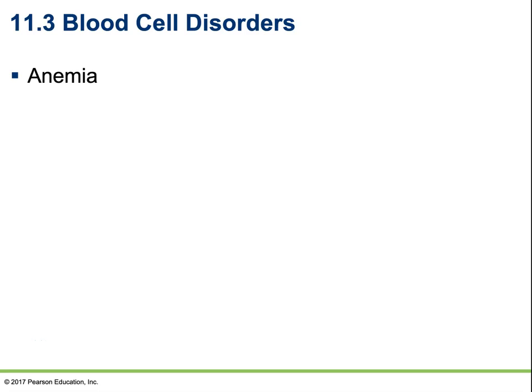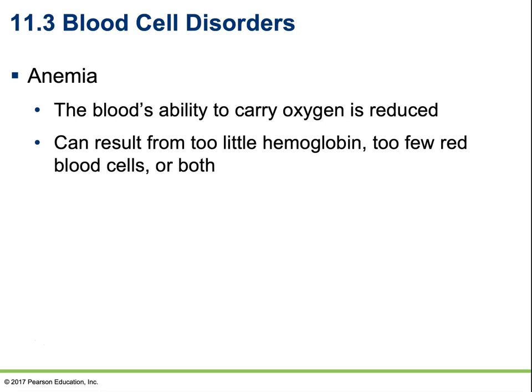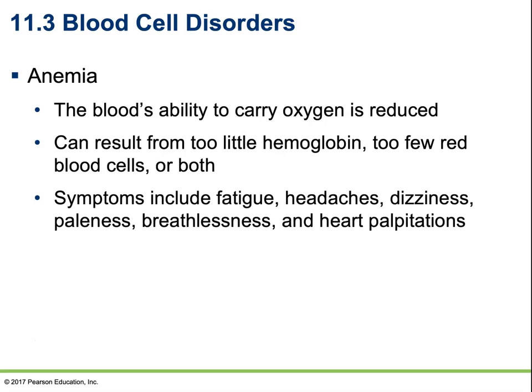All right, next we're going to focus on blood cell disorders, starting with anemia. Anemia occurs when the blood's ability to carry oxygen is reduced. So how would cells be affected by this? What is the significance of oxygen in our cells? This can usually result from too little hemoglobin, too few red blood cells, or both. Some of the symptoms include fatigue, headaches, dizziness, paleness, breathlessness, heart palpitations.